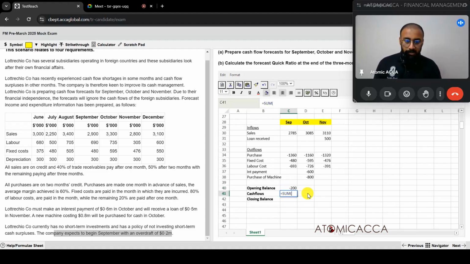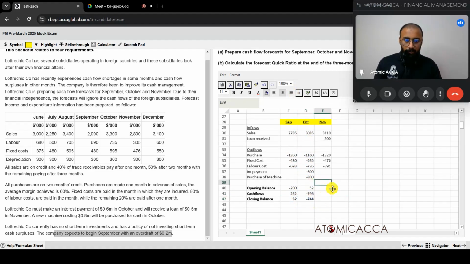So minus 200,000 is the opening balance. Cash flows will be the sum of all the things that are happening over here. And finally, if we sum up these two numbers, we'll get a closing balance over here. This closing balance will become the opening balance for next year. Same thing we'll do. What is the cash flows for next year? It will be the sum of all things happening in October. And same thing to do with the closing balance. If we do, we'll get minus 744.